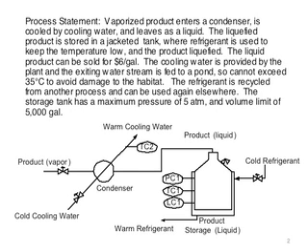Vaporized product enters a condenser, is cooled by cooling water, and leaves as a liquid. The liquefied product is stored in a jacketed tank where refrigerant is used to keep the temperature low and the product liquefied. The liquid product can be sold for $6 a gallon.